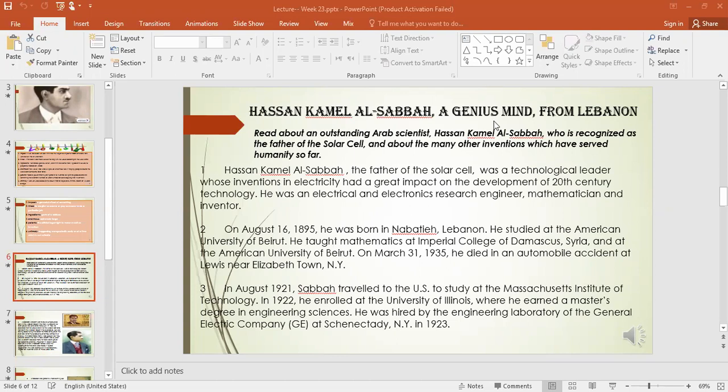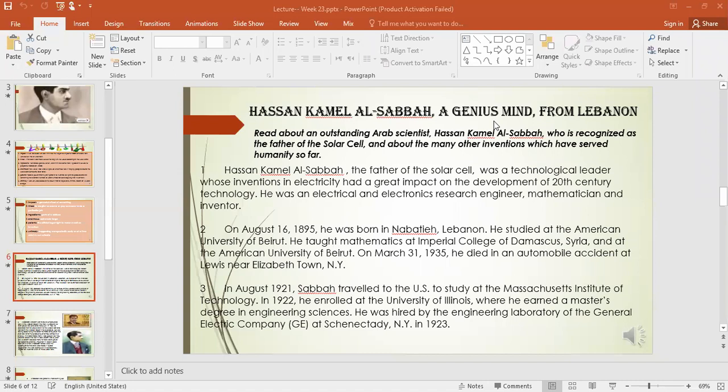Effect. Very good, the effect. So they had a great impact on the development of the 20th century technology. So his inventions affected the development of this century. He was an electrical and electronics research engineer, so he was an engineer. He was a mathematician and an inventor.